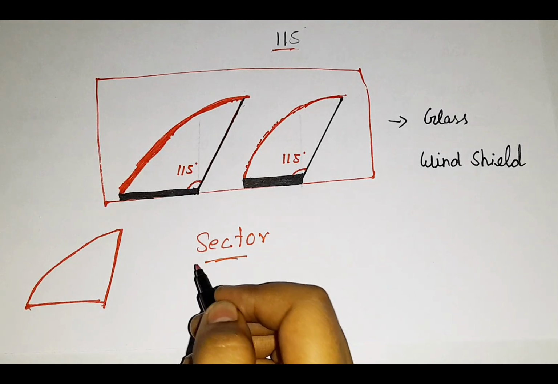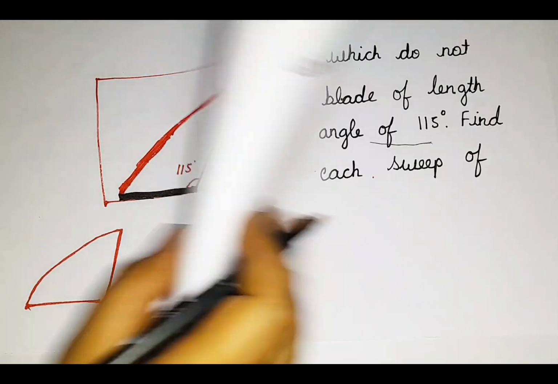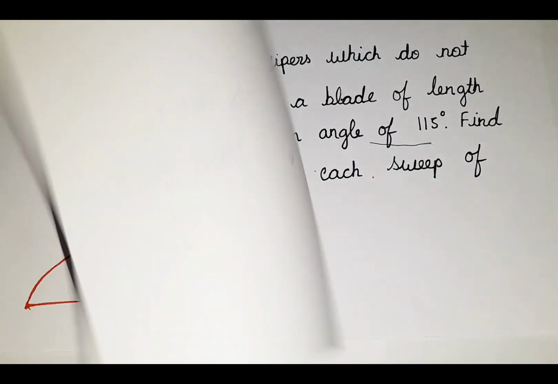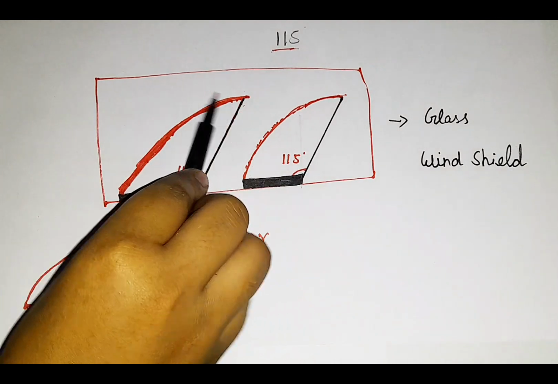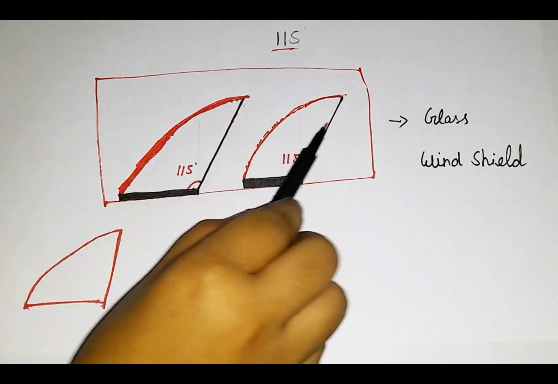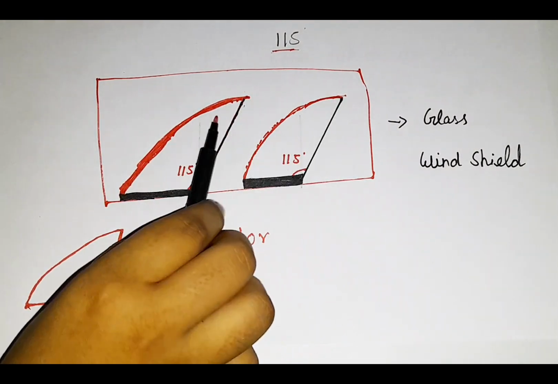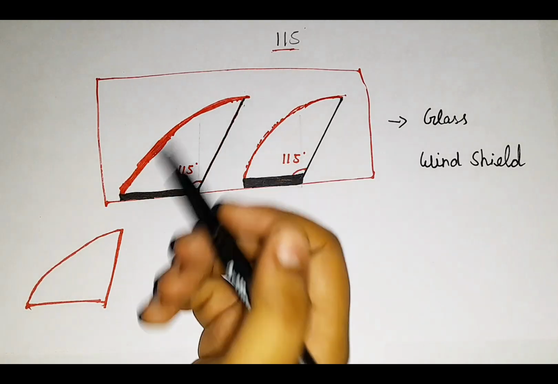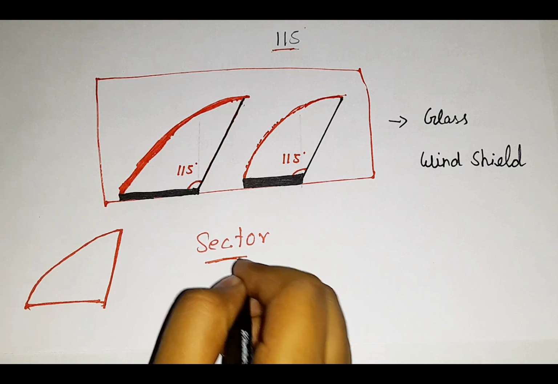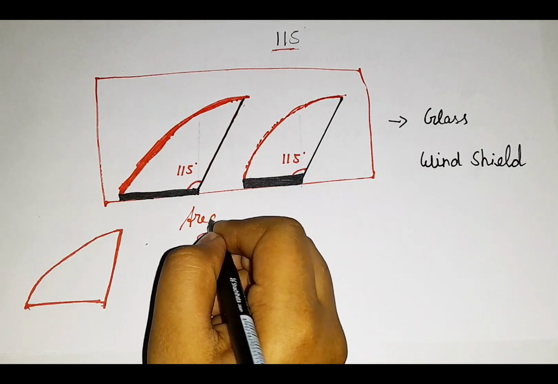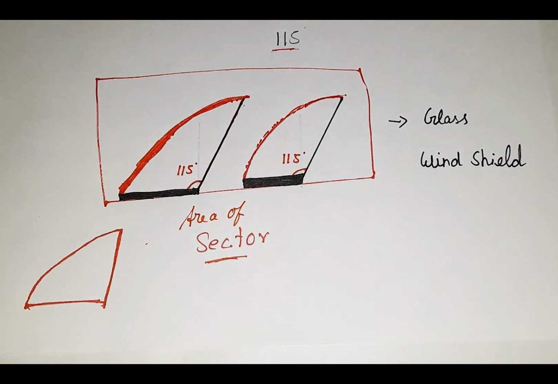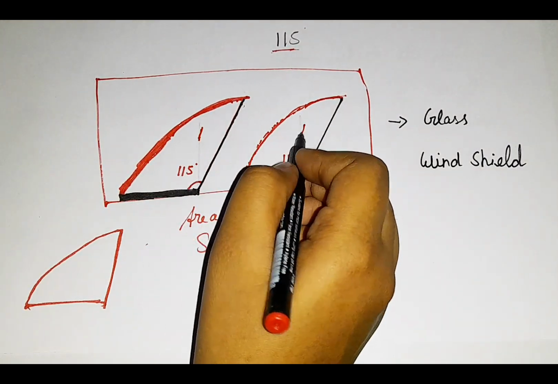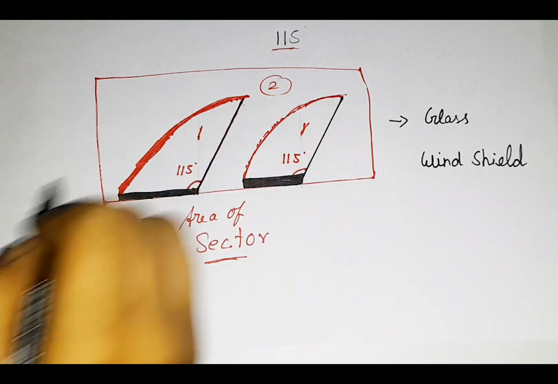So we are going to apply the area of a sector, since we are supposed to find the total area cleaned in each sweep by this wiper. Since you know this is a sector, we can use the sector's area formula. So let us apply that. How many wipers do we have? We have 1, 2. So in total we have 2 wipers.